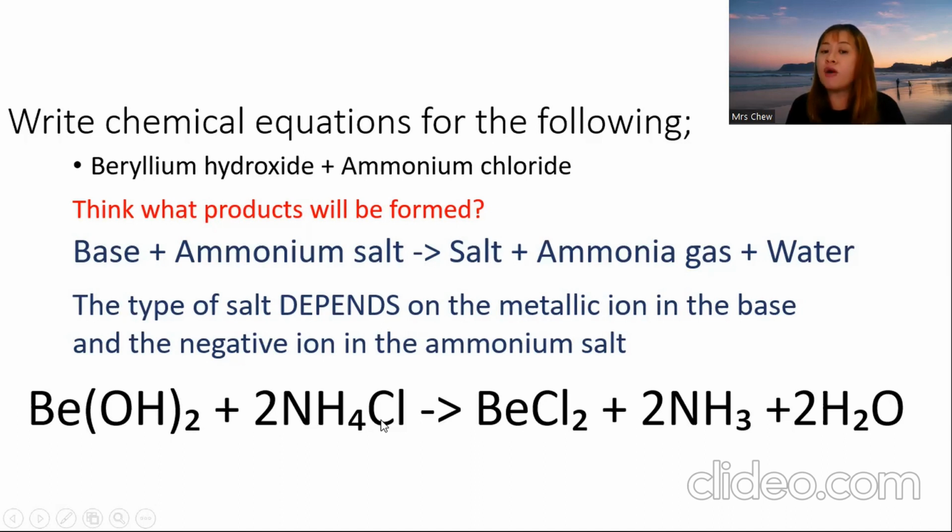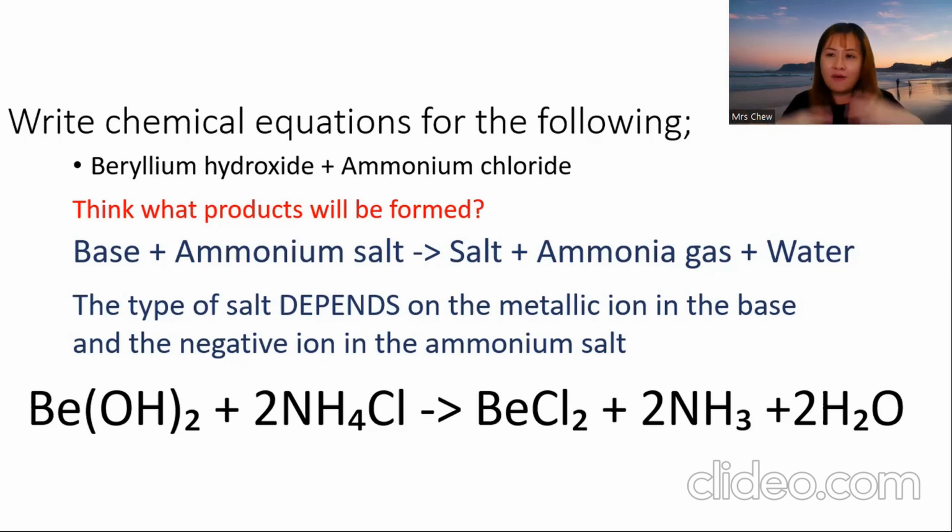Ammonium chloride is NH4Cl, and then you have to write your ammonia gas and water first. Now, after writing your ammonia and water, I always ask my students who come for my regular physical class, what are the elements left on the left-hand side, on the reactant side, that is not in the right-hand side yet? You must have it appear on both sides. If not, you can never balance the chemical equation.